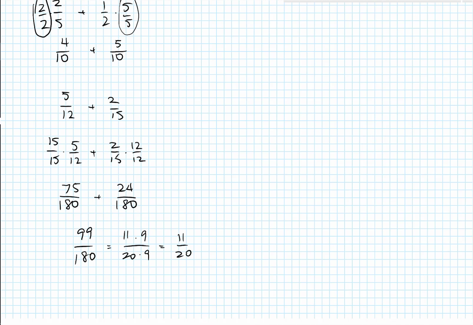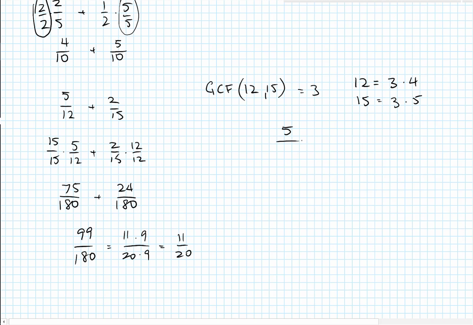The other way to do this, you have to do a little bit of work first. You have to think to yourself, well, what is the greatest common factor of those two denominators, 12 and 15? So the greatest common factor of 12 and 15 is 3, which means that I can write 12 as 3 times something, 3 times 4, and I can write 15 as 3 times something, 3 times 5 in this case. So if I want, I can write the two original fractions in a slightly different way.